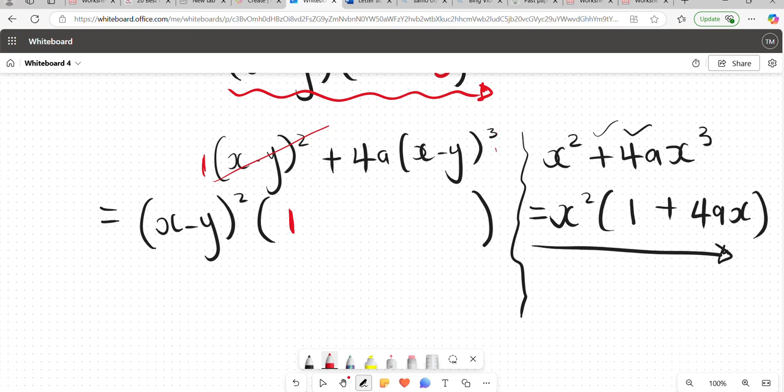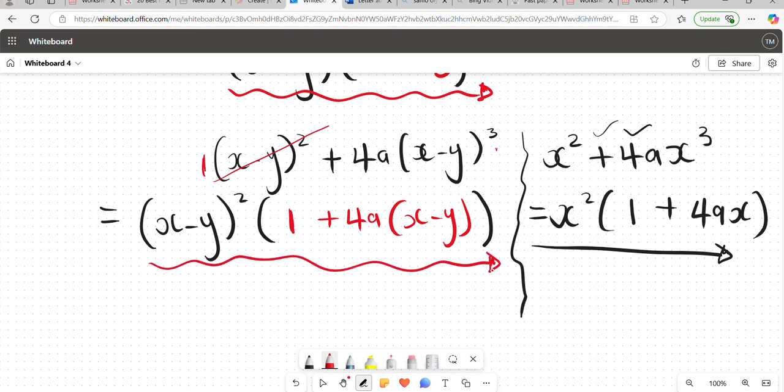So now I'm left with at least 1. So it should be a 4a with the same bracket, but to the power of 1. You don't have to write that 1. You can write it if you want to, but you don't have to write it out. So this is the answer I'm getting. I hope it makes sense.